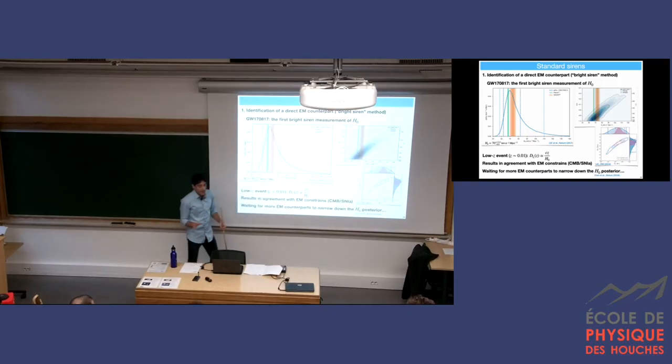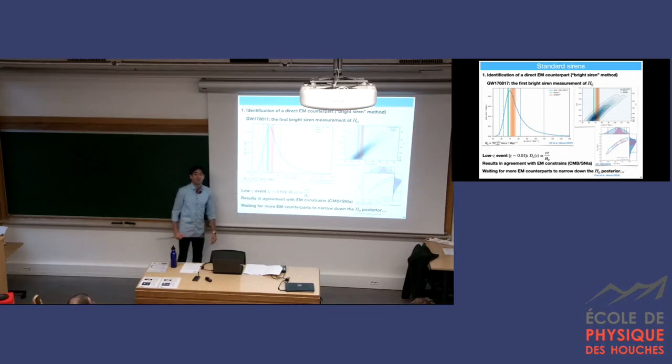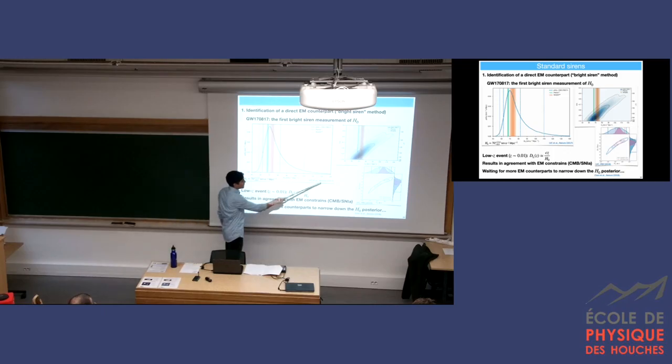And this allowed us also, once we were confident that the EM counterpart was associated to this event, and that we knew the redshift of the host galaxy, to make the first measurement of H0 using gravitational waves. And this has been presented in a Nature paper in 2017 by the LIGO-Virgo collaboration, plus the different other collaborations that helped in getting the redshift.